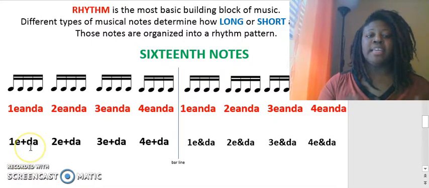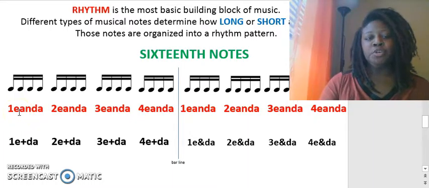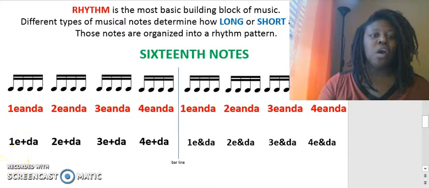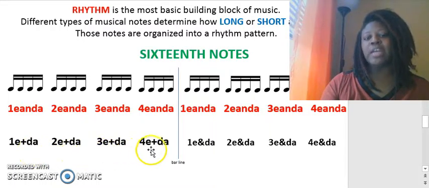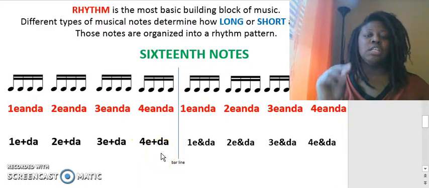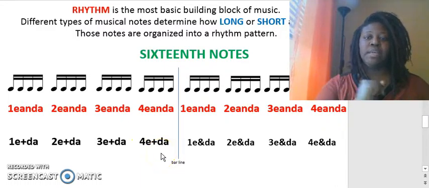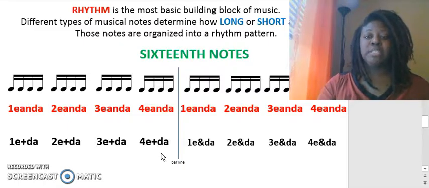When you're writing out your counts, you don't have to write out the word "and." You can actually use the plus sign for and. 1 E and a, it's the same thing. It means the same thing. 2 E and a, 3 E and a, 4 E and a, 1 E and a, 2 E and a, 3 E and a, 4 E and a. Those are your 16th notes.